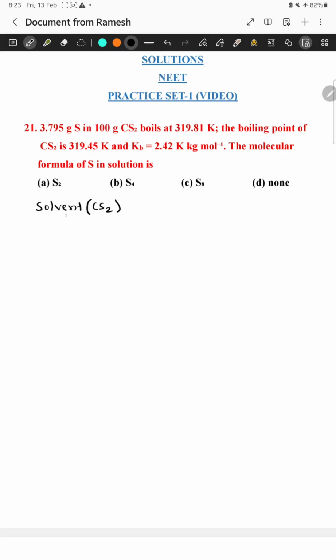because sulfur in 100 gram of CS2 is given. That means it is dissolved in carbon disulfide, that is, it is the solvent. Therefore the solute will be what? Sulfur. So what information have they given? For sulfur, the mass of the solute, W02, is 3.795 gram. Then 100 gram CS2 means the mass of solvent is 100 gram.